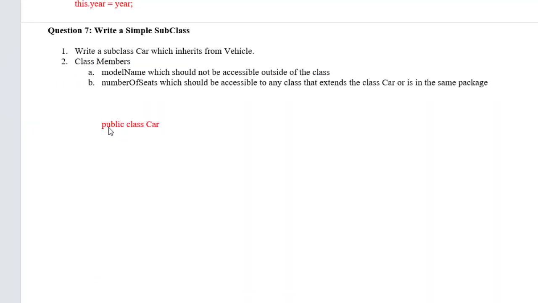To create the class, we have public class car. Since it is a child class of vehicle, it will extend vehicle, extends vehicle. We have a couple of members then in part B. So model name should not be accessible outside of the class. That's simply private. And number of seats should be accessible to any class that extends it or is in the same package, and that is the definition of protected. Number of seats would probably be int. Make sure you put your data type in there. And that is the solution for number 7.